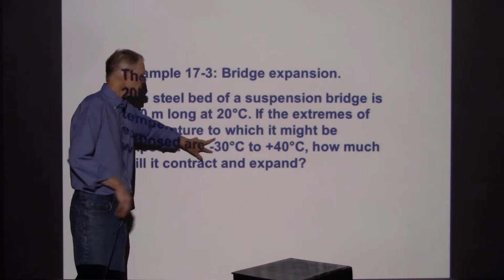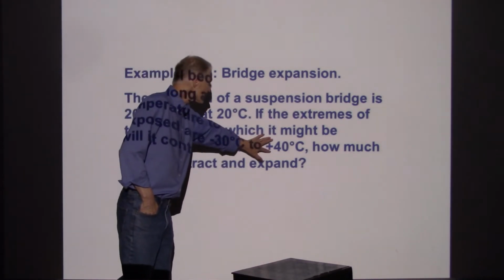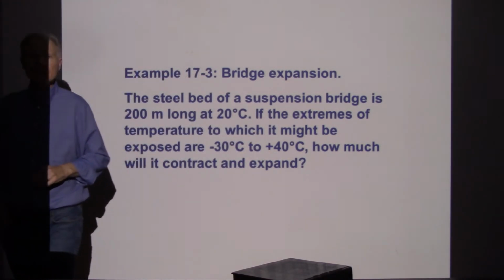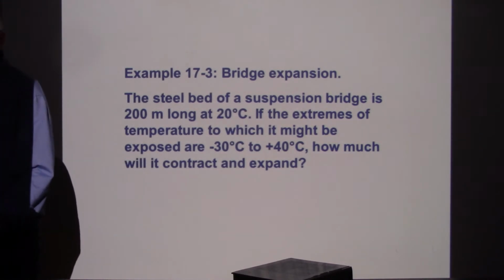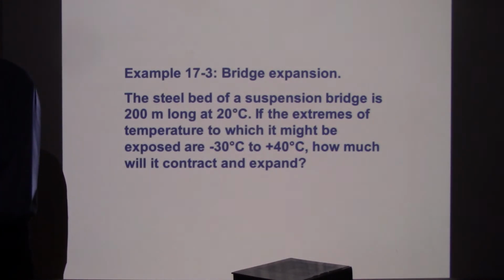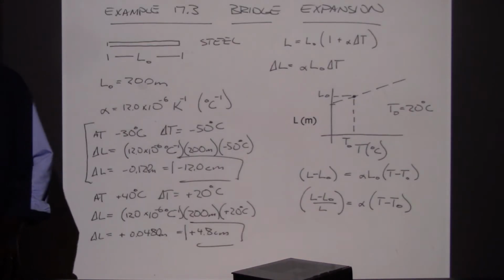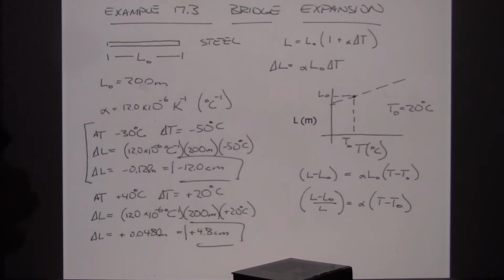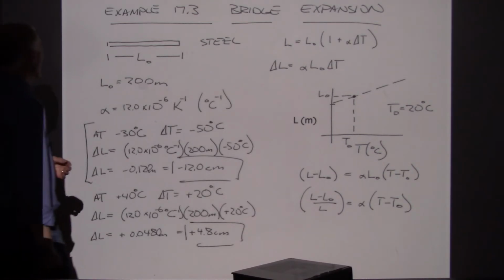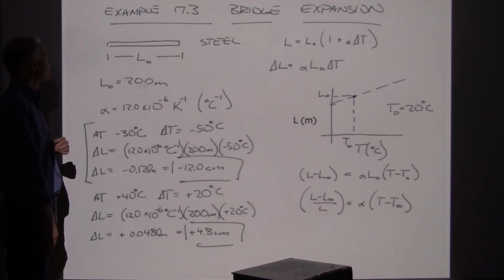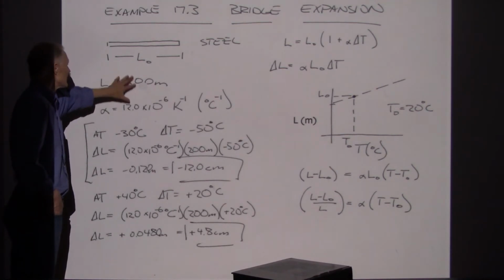Hey, in the winter it could go to minus 30. And in the summer it could go to 40 Celsius, right? Here in the Bay Area we have such moderate temperatures all year round. We forget that in most places there are these much larger temperature swings during the course of the year, during the different seasons. So here's a piece of steel, 200 meters long.